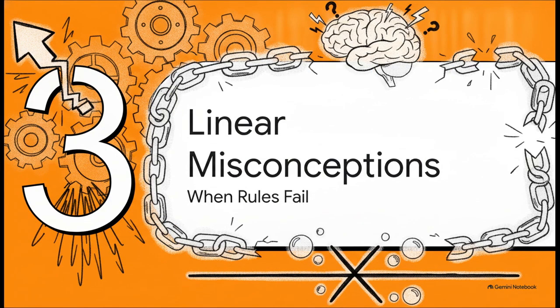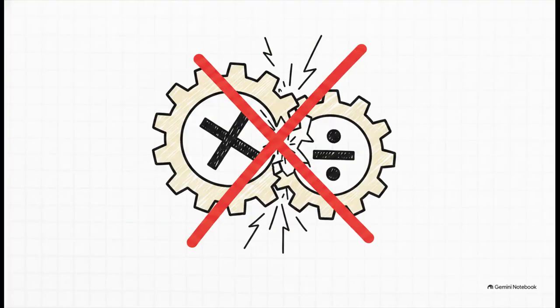So what happens when these linear rules actually fail us? Let's get into Section 3, the linear misconception trap. Here's another classic trap for you. 12 divided by 4 multiplied by 3.